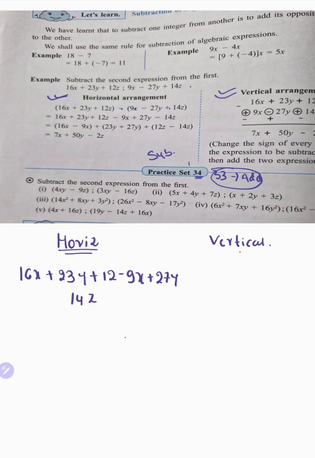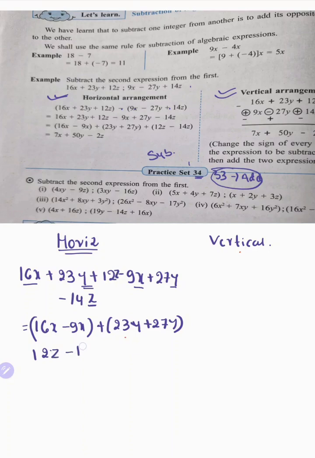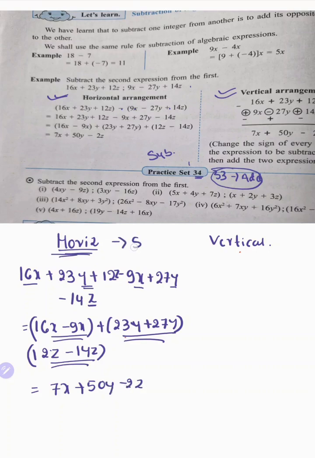So here write minus. The x terms go on one side, the y terms on one side, and the z terms on one side. So write 16x minus 9x, and 23y plus 27y, and 12z and minus 14z. How much is the answer? It is 7x plus 15y minus 2z. So that is the horizontal method of subtraction.